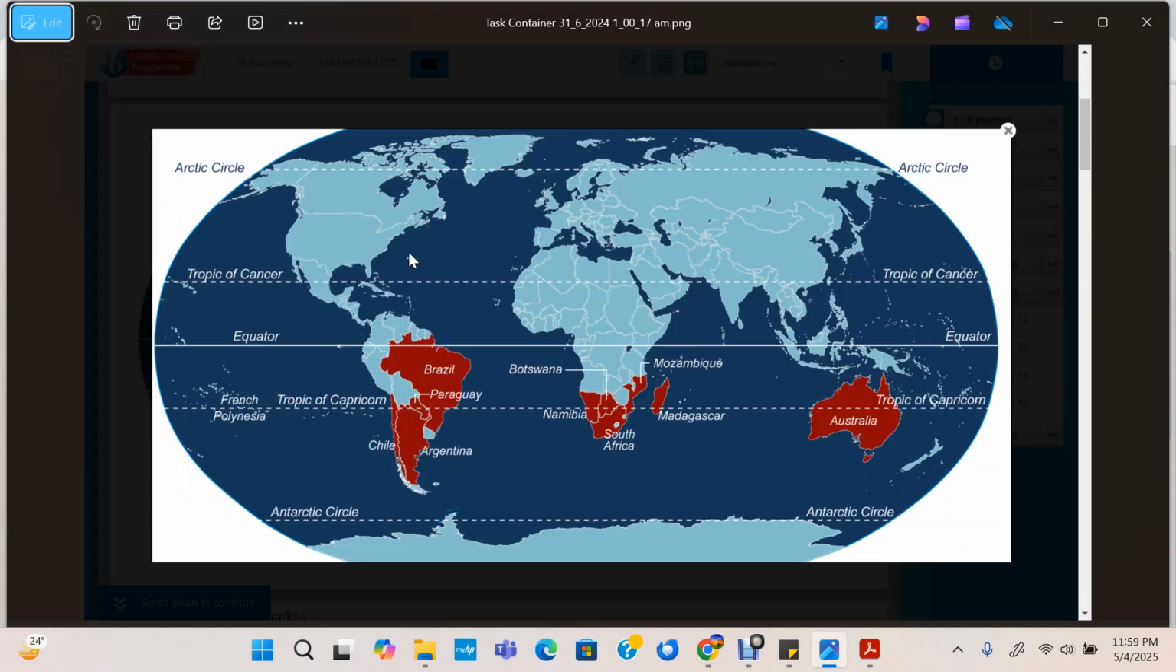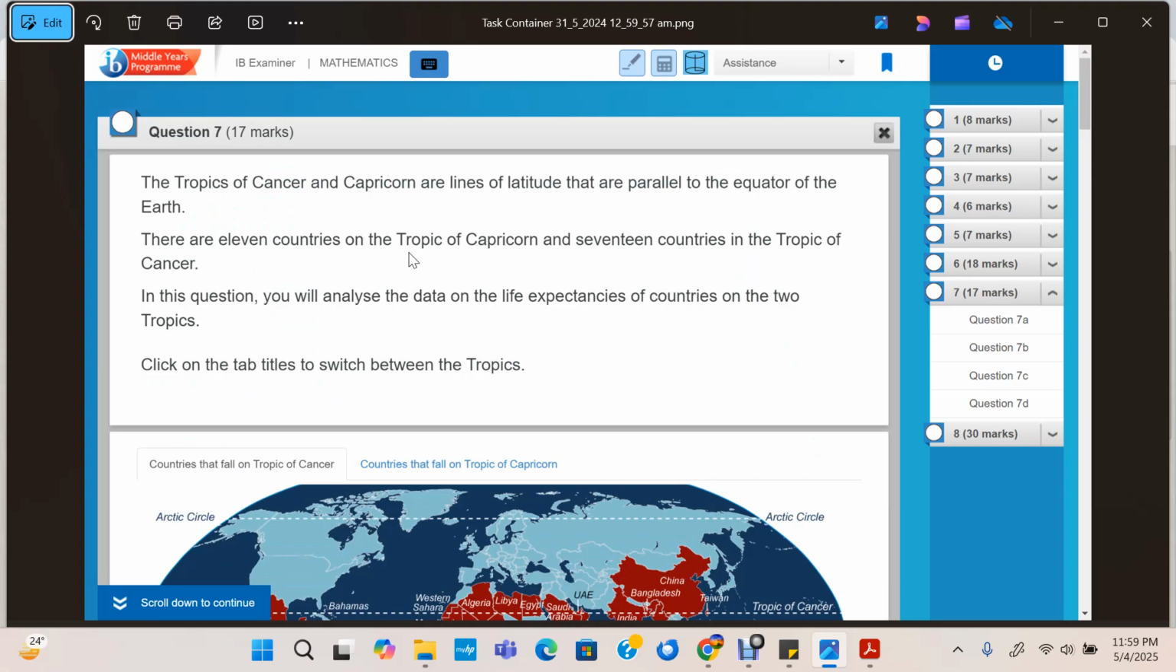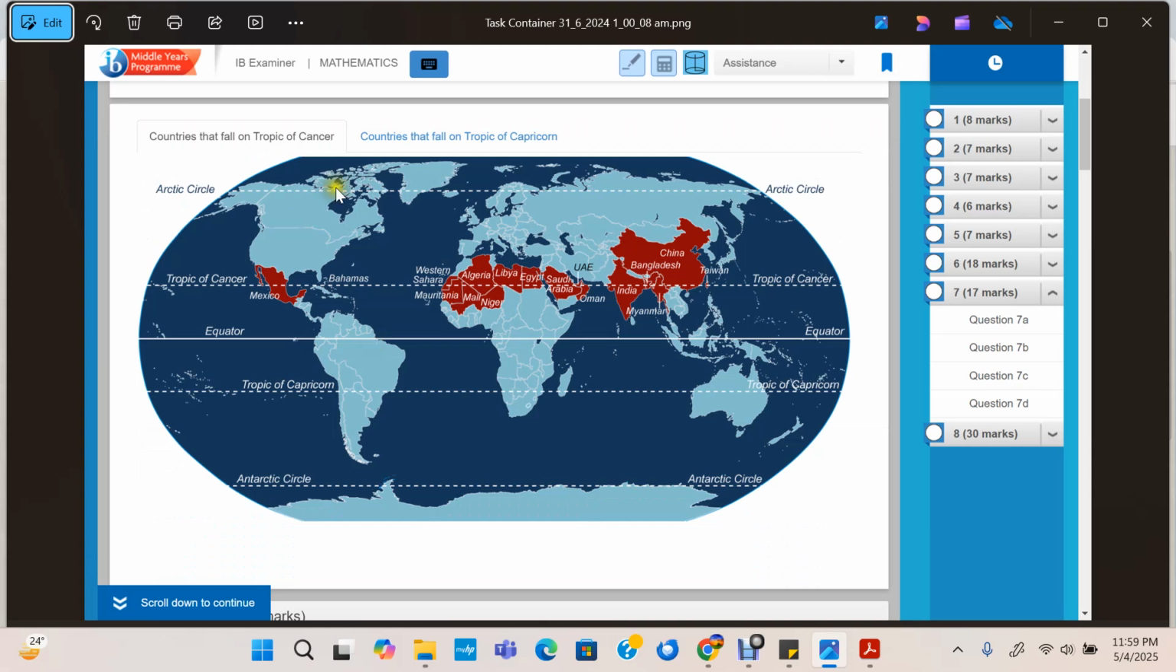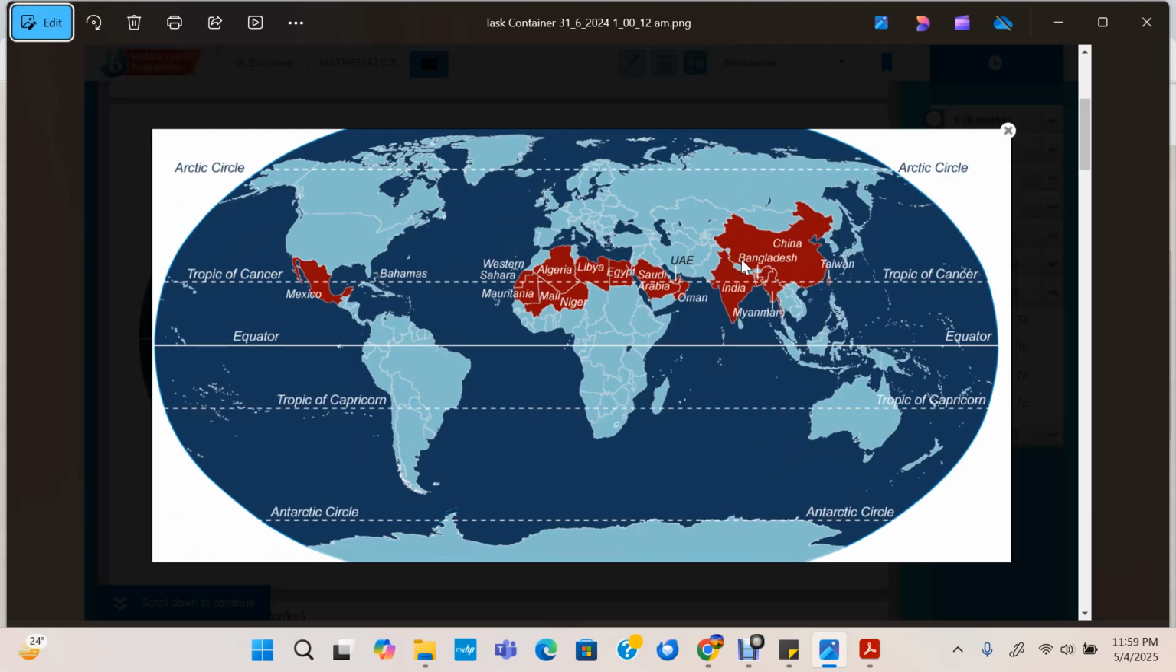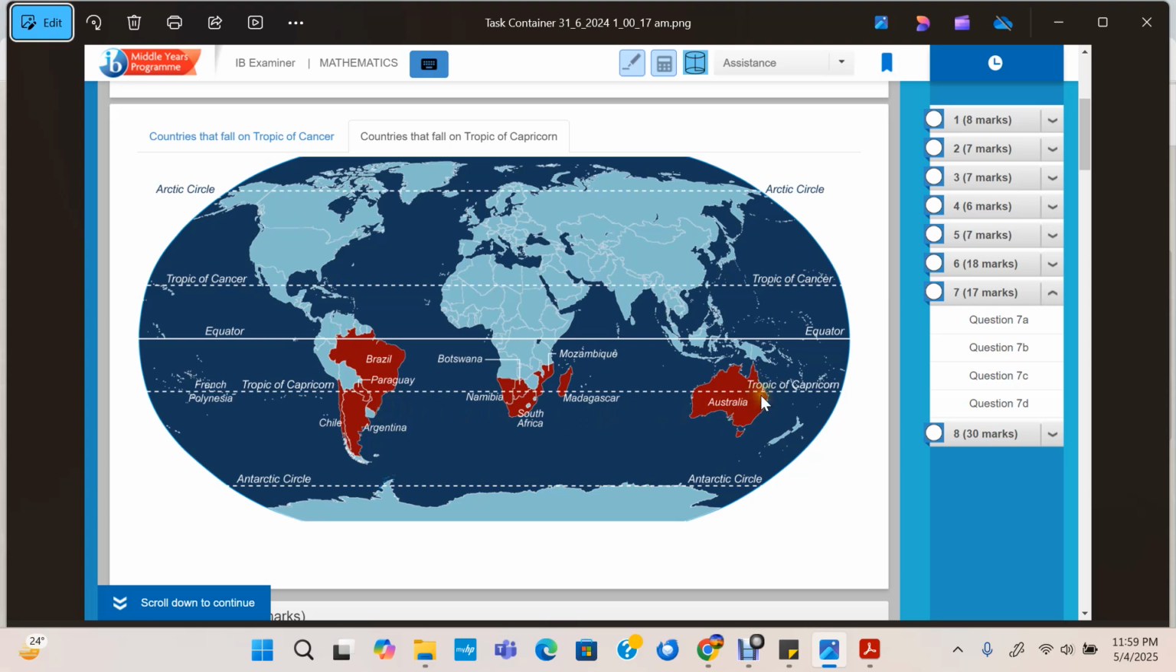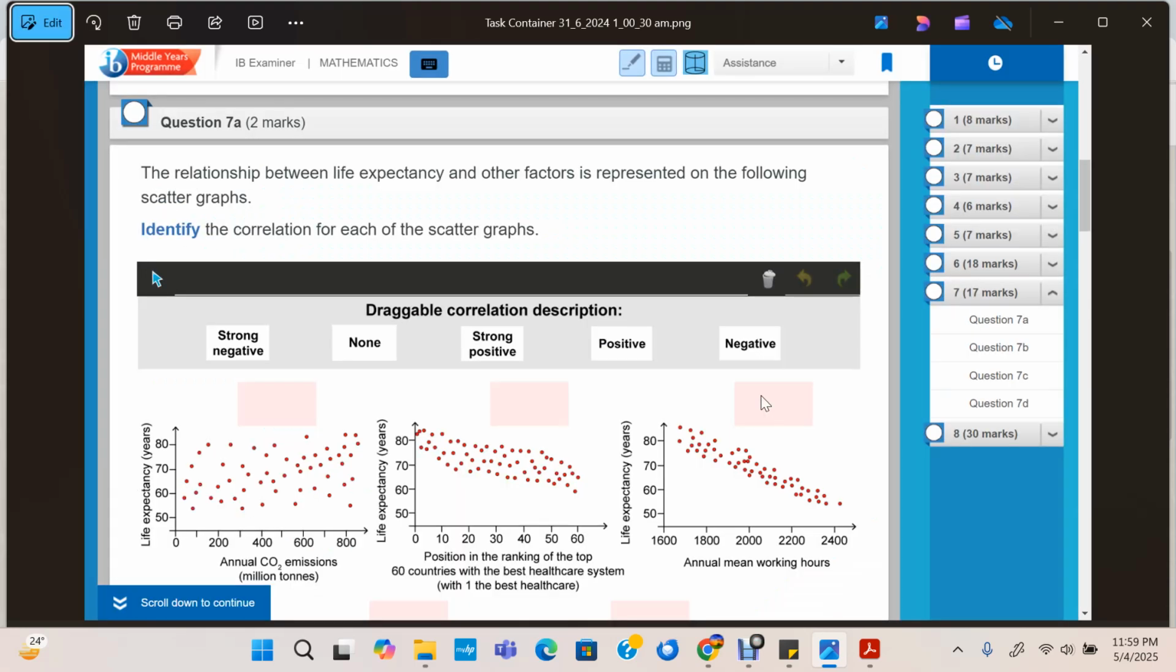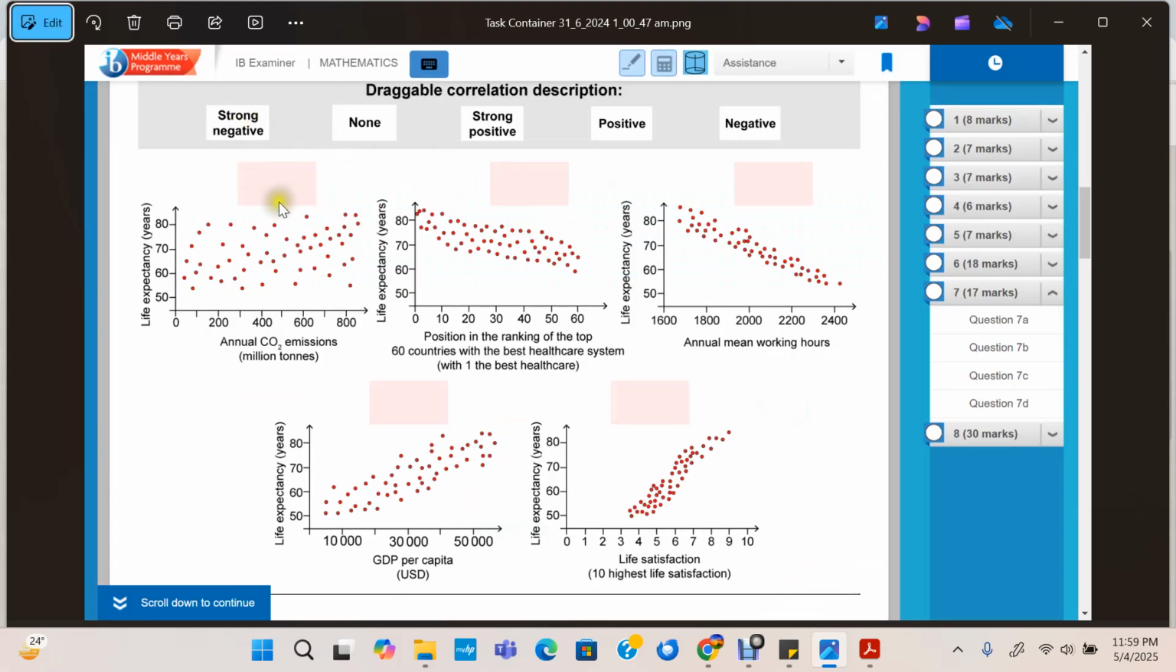So you have some data about two tropics. One is the Cancer and Capricorn, and there are some countries that lie on the Tropic of Cancer. There are some countries that lie on the Tropic of Capricorn. They're mentioned over here. So first we need to label some of the correlation descriptions. Whenever the curve rises up, it's positive. Whenever it falls down, it's negative. Whenever it does not do anything, it's none. The closer the points are, the stronger it gets.